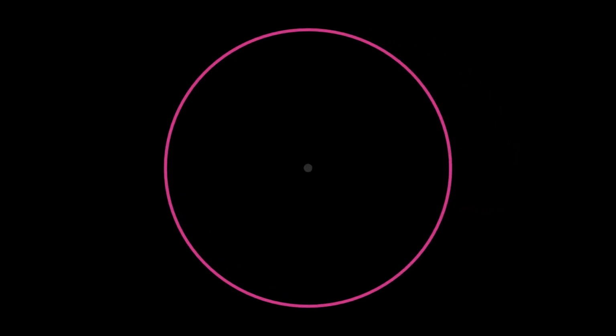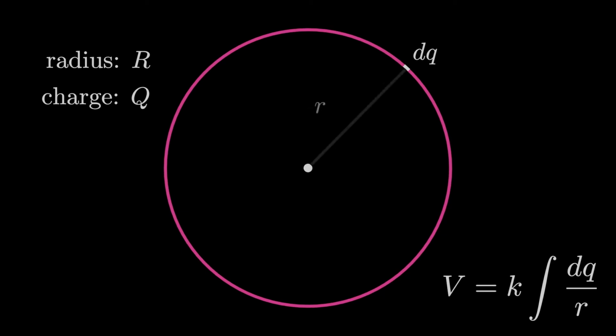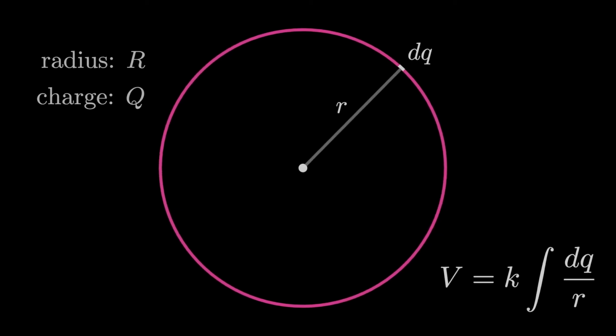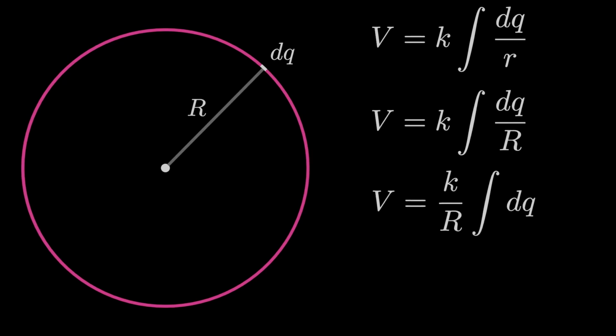If the ring is thin enough and has some radius R and charge Q, then the electric potential might be given by this integral we see here, where little r is the distance from the center to any point on the ring, and dq would be the charge at that point on the ring. But we see that the distance to any point on the ring is always going to be capital R. So we can actually pull that out of the integral here, and we're left with this snazzy looking integral.